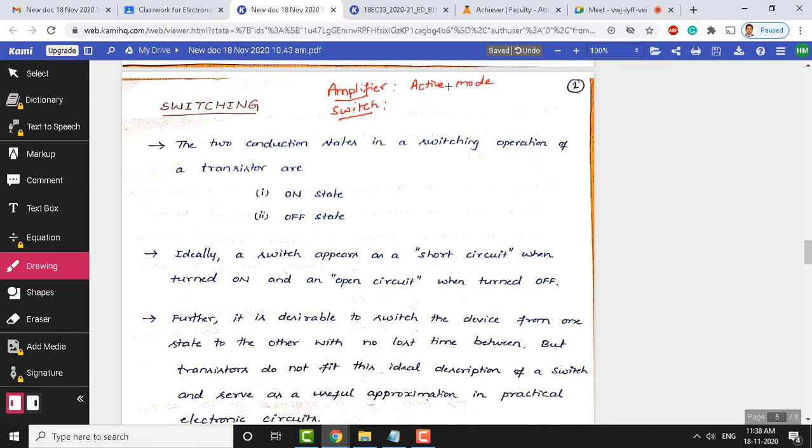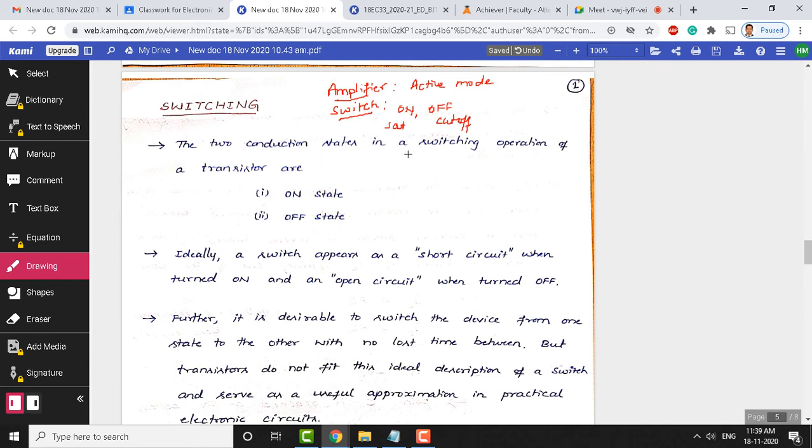If you operate the BJT in active mode, it works like an amplifier, and any small signal applied as an input, as a base current, gives a large voltage at the collector side. When we want to use the BJT as a switch, just like an on and off switch, for the on switch we need to operate the BJT in the saturation region, and for the off switch we need to operate in the cutoff region. Now we look specifically into the switching operations of the BJT.